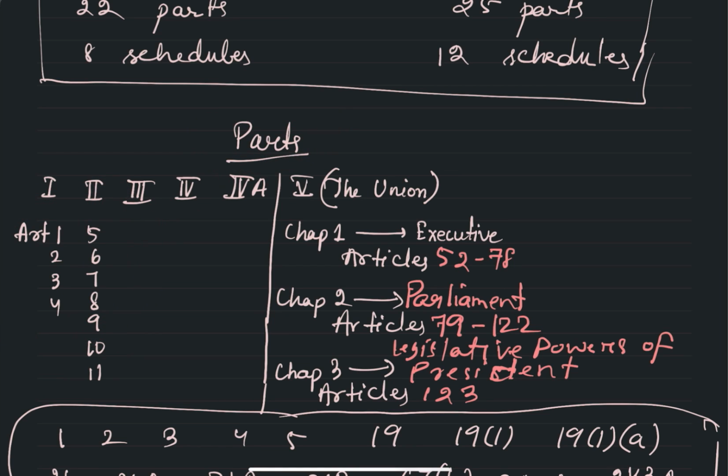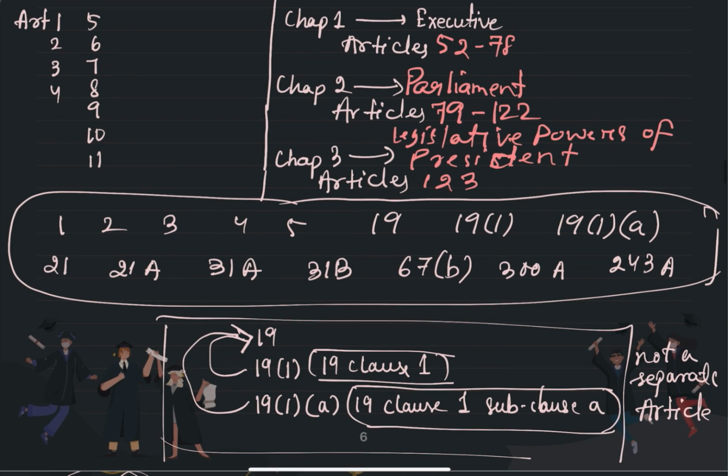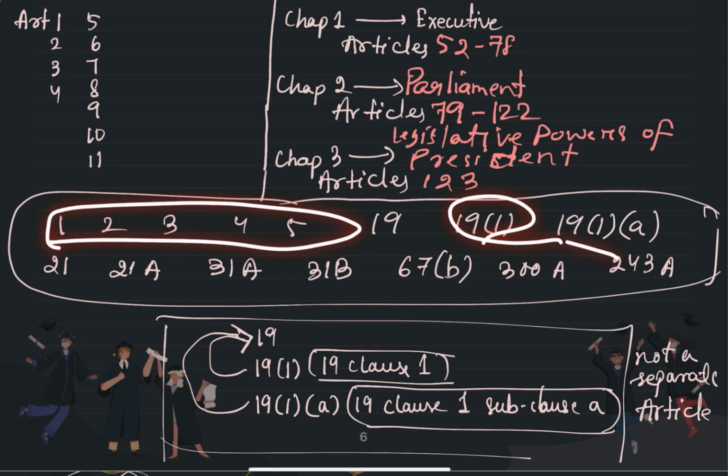But from 5 onwards we have the subdivisions, that is the chapters, named as Executive, Parliament, Chapter 2, Chapter 3 as President, and the articles which are under those. So we know that articles can be written in the numerical form and like this also.